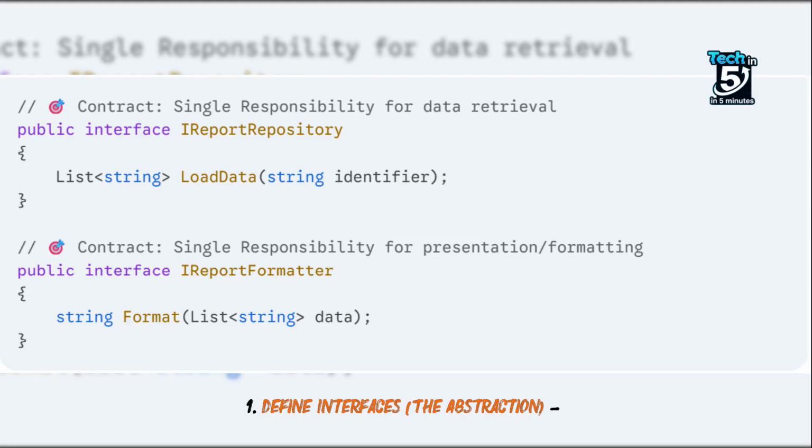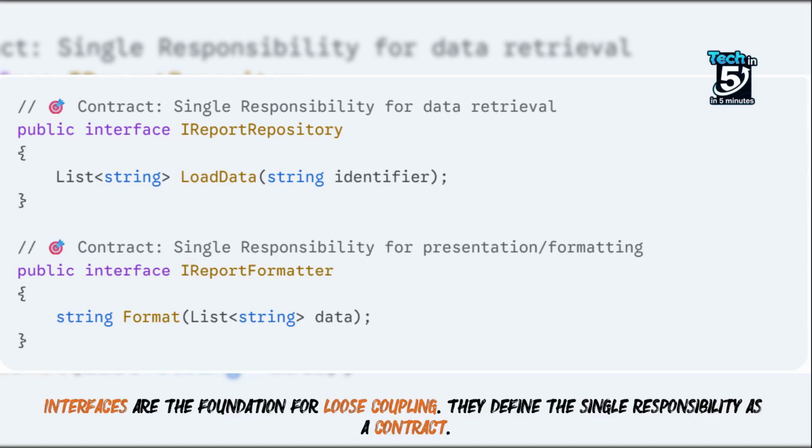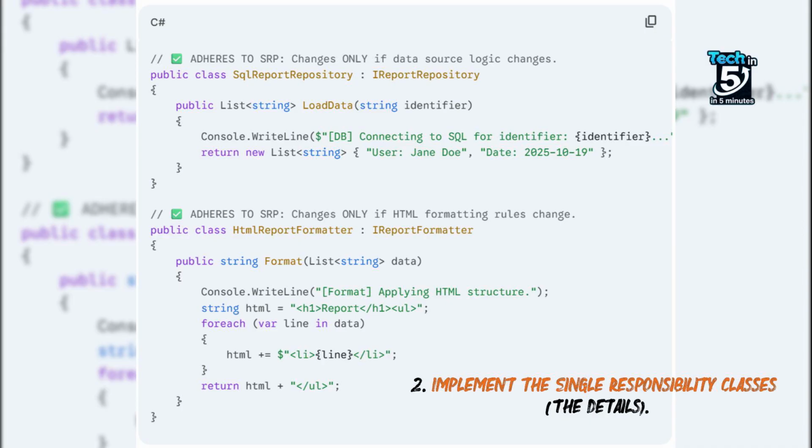1. Define interfaces, the abstraction. Interfaces are the foundation for loose coupling. They define the single responsibility as a contract. 2. Implement the single responsibility classes, the details. Each class implements only one interface, meaning each has only one reason to change.